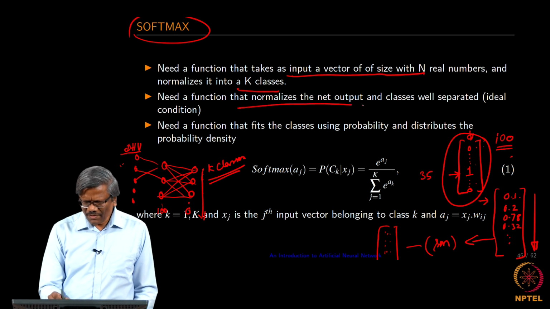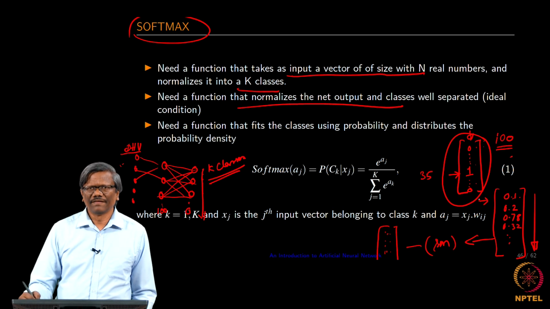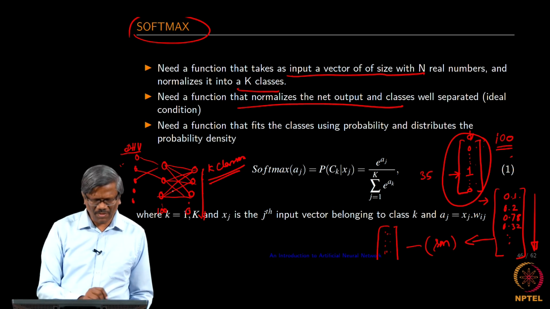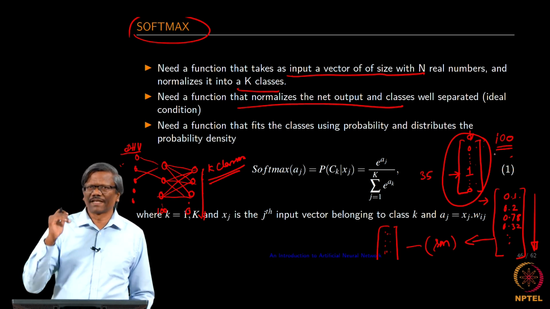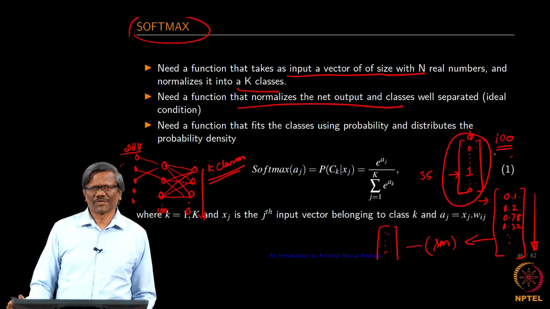So, this actually normalizes the net output, and then the classes are really well separated. So, when you do that, after a good amount of training, you will see that the 35th element is gaining more and more value in the probability distribution.